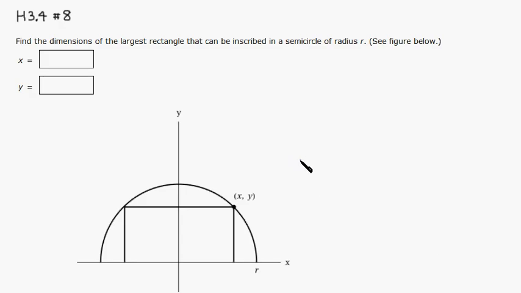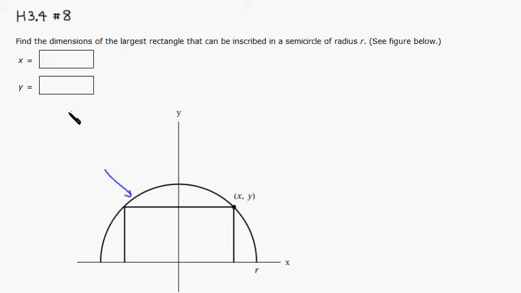Okay, let's look at homework 3.4, number 8. You have a semicircle and the rectangle is inscribed in the semicircle. First we have to know the equation for the semicircle.